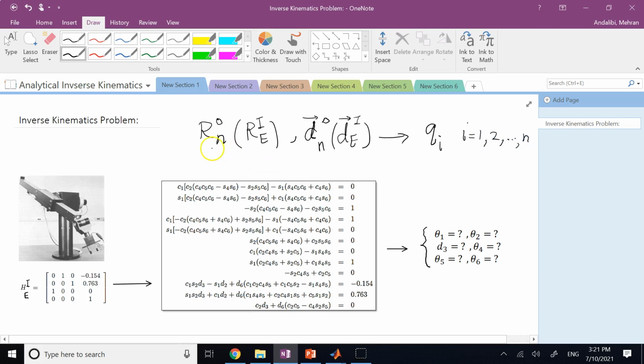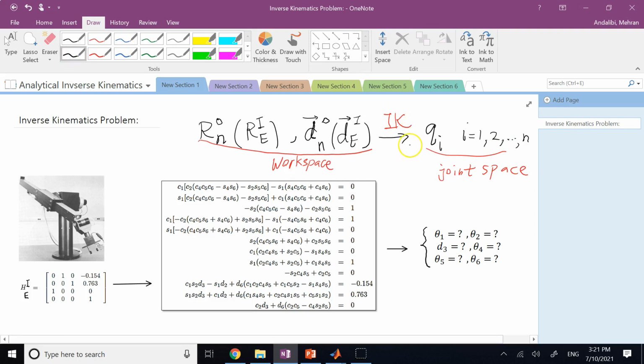So I go from the workspace back to the q space, to the joint space. And as I said, this task is called inverse kinematics.